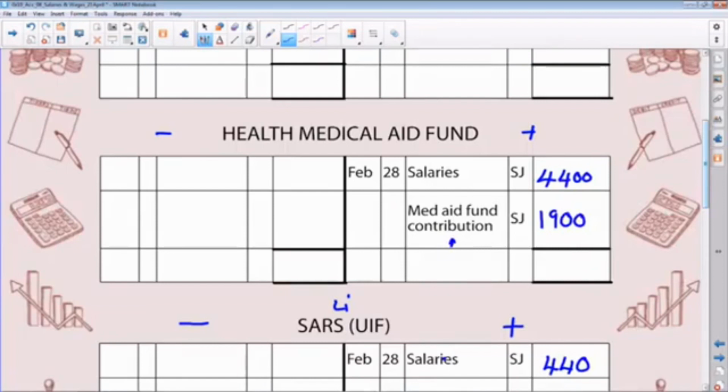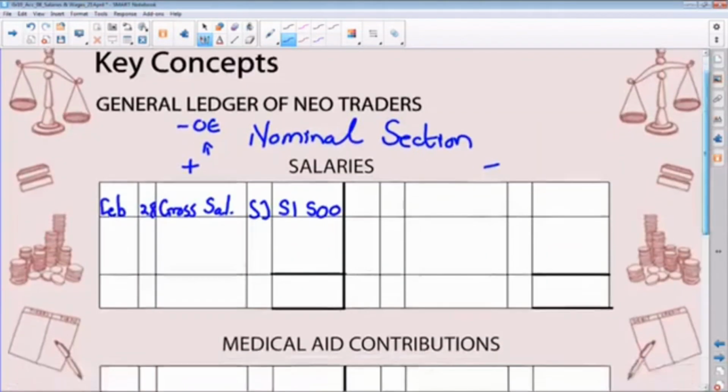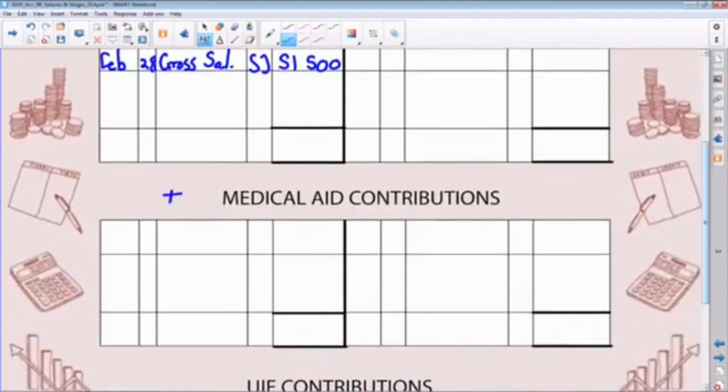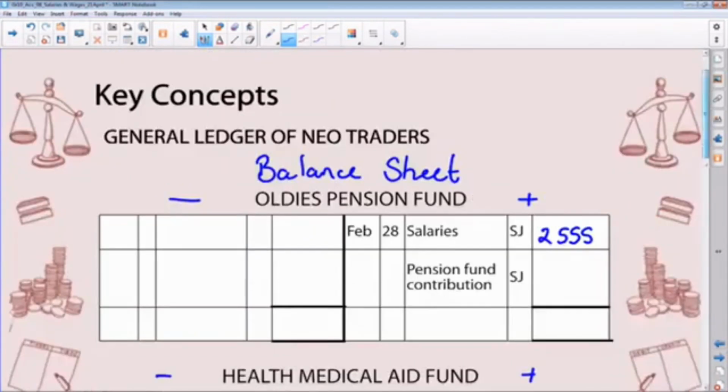Now let's go and look at your debit account. Do we have it? Yes, we have medical aid contributions, and this will be an expense. And now, at the end of Feb, we are going to say February 28, we are going to say Health Medical Aid Fund. I'm abbreviating. Please don't abbreviate in your exam papers or projects. And that will be 1,900. And as you can see, we have a debit for a credit there.